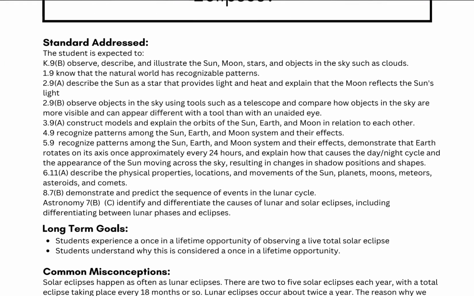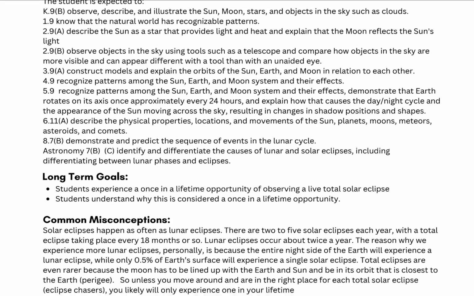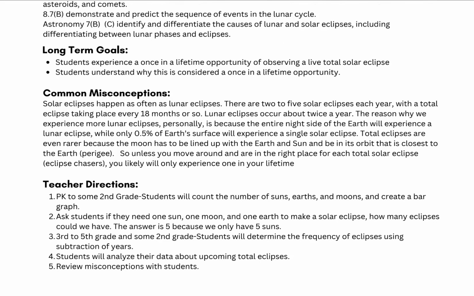This lesson starts with the standards that are being addressed for science from kindergarten all the way through high school astronomy. You'll also see long-term goals, so what students will be experiencing as well as what you want them to understand at the end of the activity or lesson. Underneath those long-term goals, you have some common misconceptions that are addressed throughout this activity itself. You'll want to make sure that you address those with students beforehand and maybe circle back to them after viewing the eclipse, the event itself.